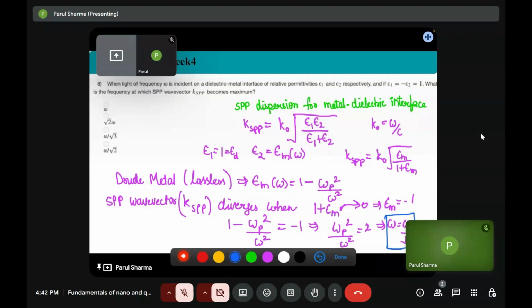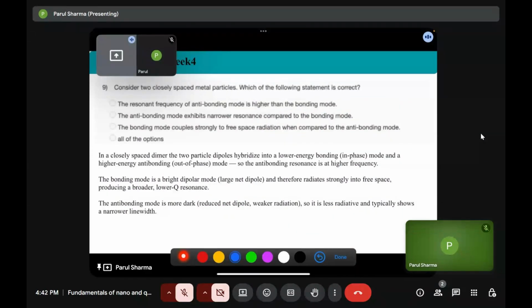So next question. Consider two spaced nanoparticles. Which of the following statements is correct? The first statement: the frequency of the antibonding mode is higher than the bonding mode. Second: the antibonding mode exhibits lower resonance compared to the bonding mode. Third: the bonding mode couples strongly to free space radiation when compared to the antibonding mode. Or one of the options.